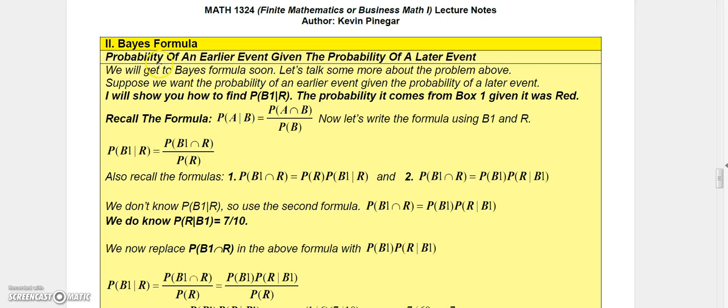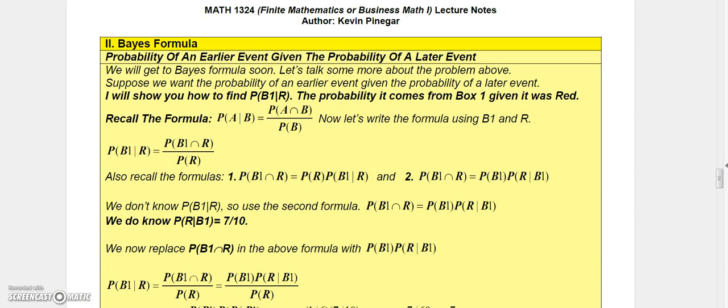So let's look at how we can find the probability of an earlier event given the probability of a later event. We'll get to the formula soon, but let's talk a little more about the problem above. Suppose we want the probability of an earlier event given the probability of a later event. So let's say we want the probability that the ball came from box 1 given that it's red.